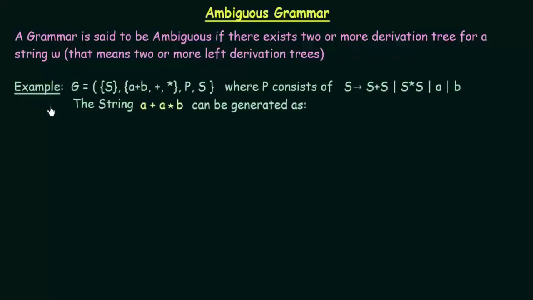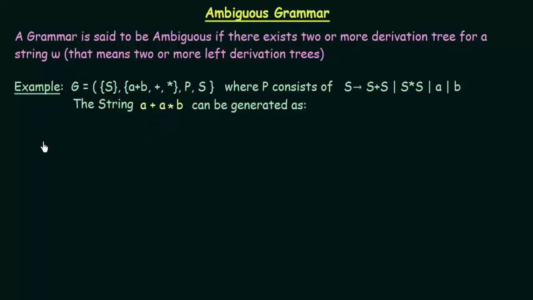Okay, so now let's take a simple example to understand this in a better way. So here we have an example. We have a grammar G which is given like this. It has S as a non-terminal symbol or the variable, and it has terminal symbols a, plus, b, and this multiplication sign, and we have P as the production rules and S is the start symbol. The production rules are given like this: S gives S plus S, S can also give S into S, and it can also give a, and it can also give b. Now we want to generate the string a plus a into b. This is the string we want to generate, and let's see in how many ways we can generate this string.